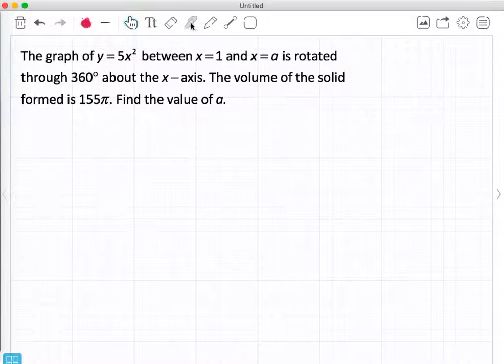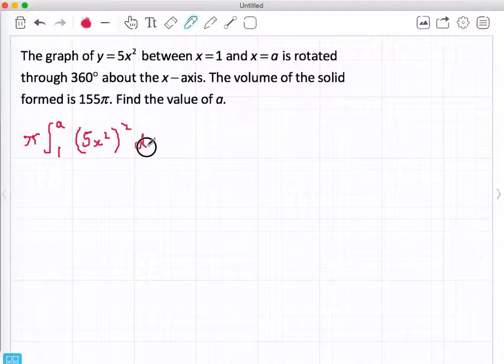So, it can look a little intimidating, but what I'm going to do now is make up an expression with the volume, and because it's a volume, it's pi outside. My limits are a and 1. I'm going to take y, which is this, and again, because it's a volume, I'm going to square it. All I'm doing here is getting all the information from the question that's written into a maths form, like that. And I also know what that equals for this question. It equals 155π. Let's not forget the pi.